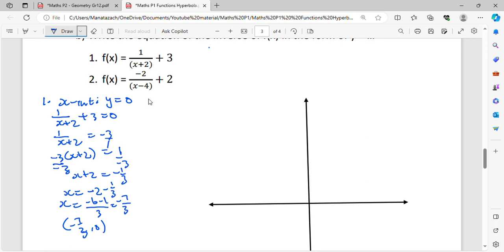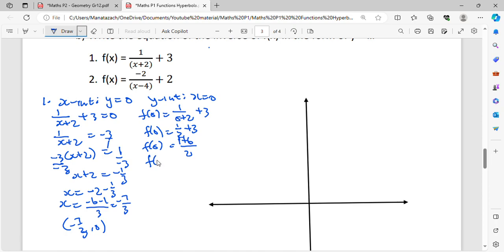Then likewise for the y-intercept, we'll say x is 0. Then we'll solve for f of 0. That's 1 plus 6, which is 7 over 2. Y-intercept, so 0, 7 over 2.